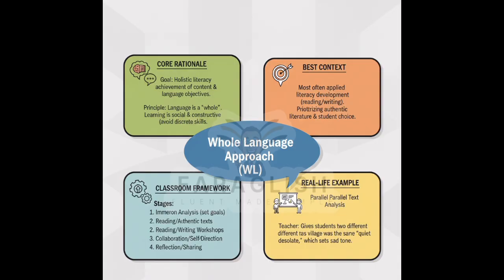1. Immersion: use of authentic literature or real-world texts rather than artificial graded materials. 2. Reading-writing workshops: students engage in individual or small group reading or writing for a real audience. 3. Collaboration/self-direction: students have choice over what they read and write, encouraging self-reliance, and they work in partnership with other learners. 4. Reflection and sharing: students share their work and reflect on the learning process, supporting long-term retention.